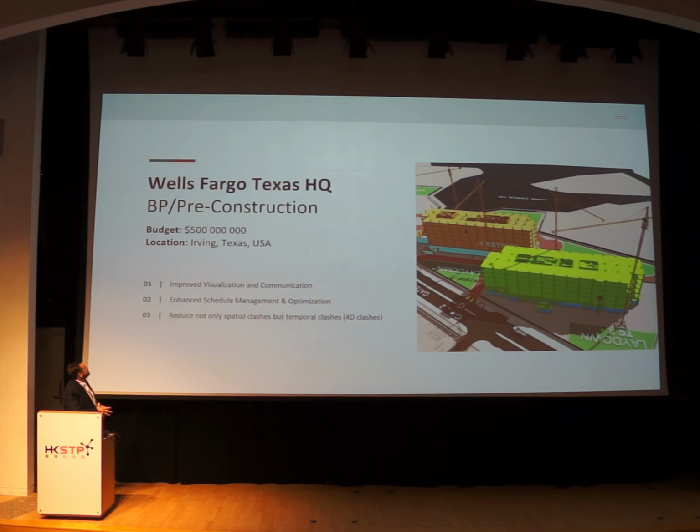The next project is Wells Fargo, Texas HQ. Wells Fargo is one of the top 3 banks in the United States. They're building a new headquarters in Irving, Texas. The budget is about $500 million. We use Fuser right from the very beginning at the bid proposal stage. It helped us improve our visualization and communication. It enhanced our schedule management and optimization. And it reduced not only spatial clashes, but temporal clashes, so 4D clashes. We'll get into that in a minute.